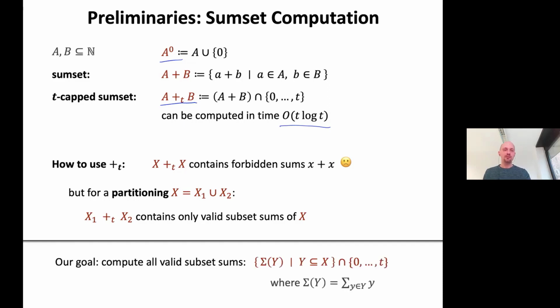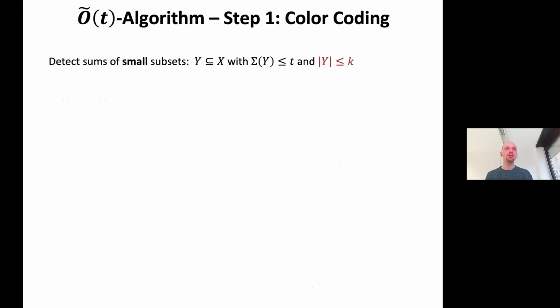And our goal will be this, to compute the set of all subset sums below t. Take a subset Y of X, you take the sum of Y, but you only keep the ones below t. This is what we want to compute. And this is done in two steps. The first one is inspired by color coding from parameterized complexity, and this is used to detect sums of small subsets. So all the subsets that sum to at most t and are small, namely contain at most k items.